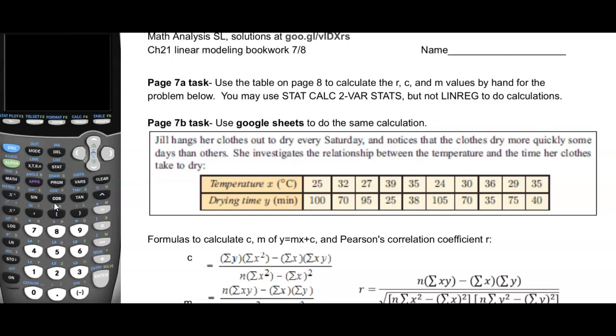By coincidence, this problem here: Jill hangs her clothes out to dry every Saturday and notices the clothes dry more quickly some days than others. She investigates the relationship between temperature and the time her clothes take to dry. There are exactly 10 data points here. So this is perfect for using the form on page 8.